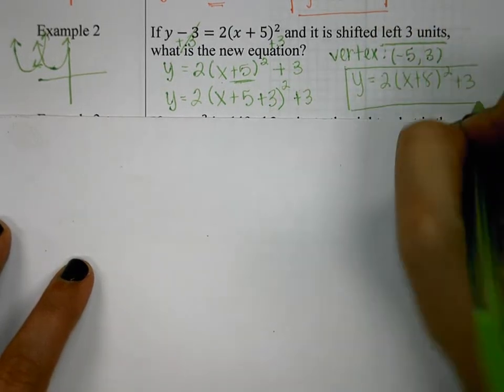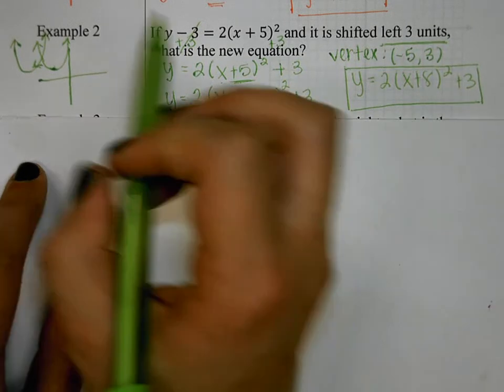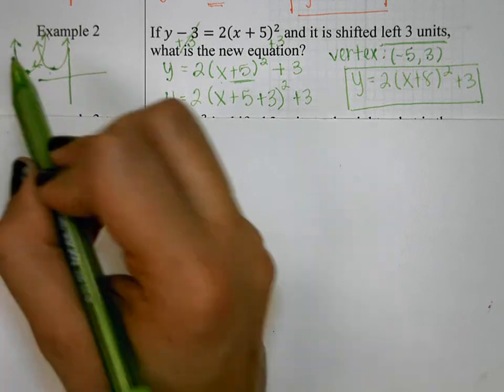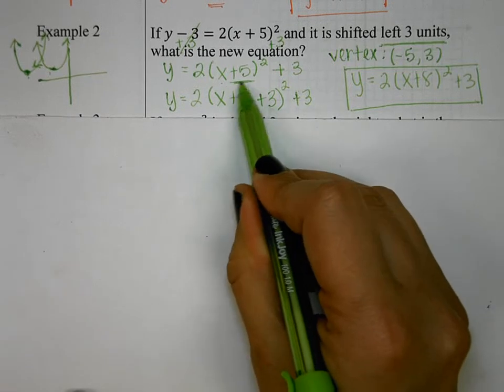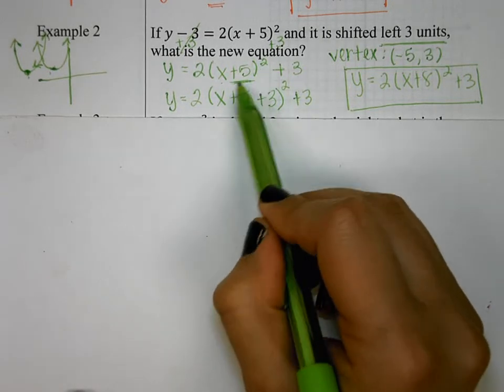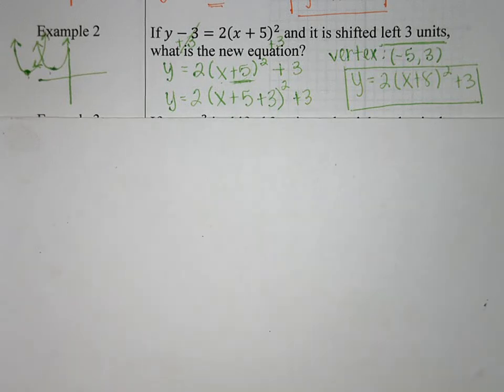And when we think about it, that new vertex is actually (-8, 3). And over here is somewhere close to where (-8, 3) would be. So even though we're adding to this coordinate, because we take the opposite of what's in there, we actually end up moving it to the left anyway.